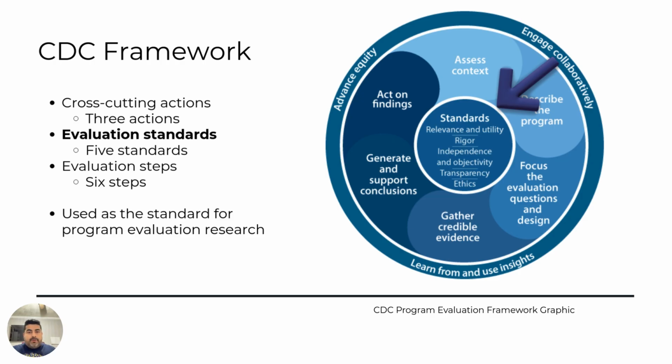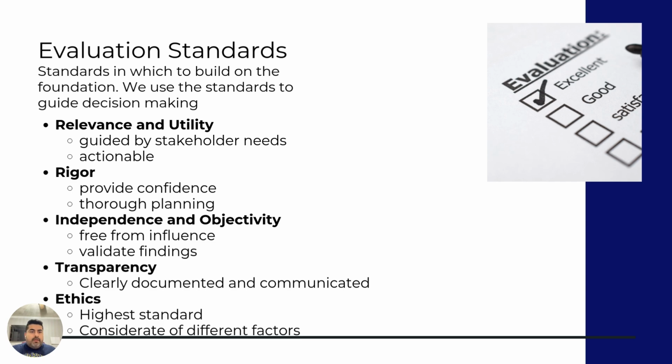The next part that we're going into is that central part right there with the standards. There are 5 of them, and basically we're building up from the foundation using these standards. And they are very broad in order to give institutions the flexibility to determine where they want to be in terms of these 5 standards. The first one is relevance and utility. So this is where we get into how program evaluation is very much determined by the stakeholders' needs.